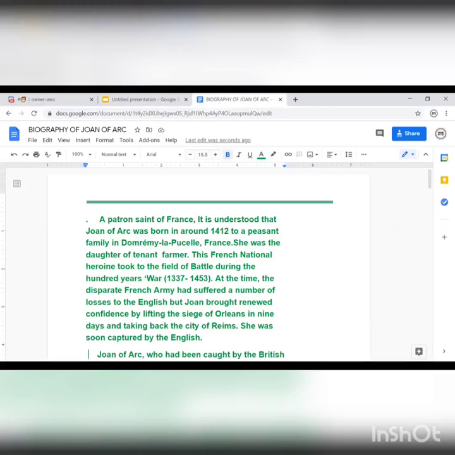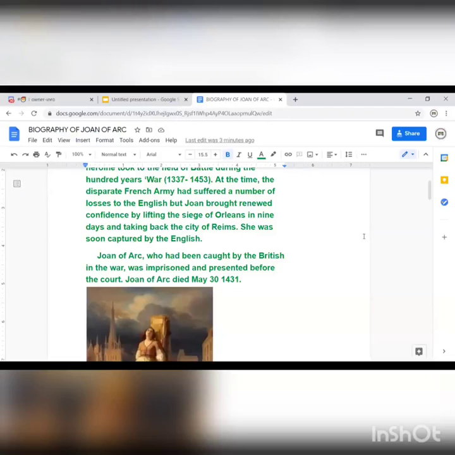This French national heroine took the field of battle during the Hundred Years' War, 1337 to 1453. At the time, the desperate French army had suffered a number of losses to the English, but Joan brought renewed confidence by lifting the siege of Orleans in 9 days and taking back the city of Reims.